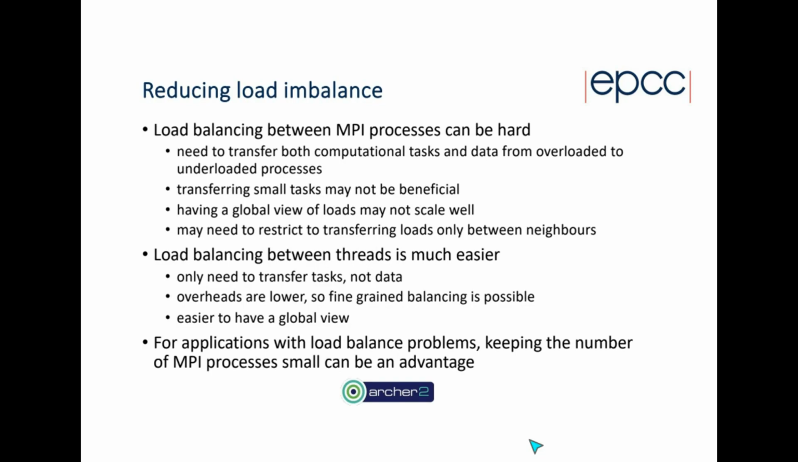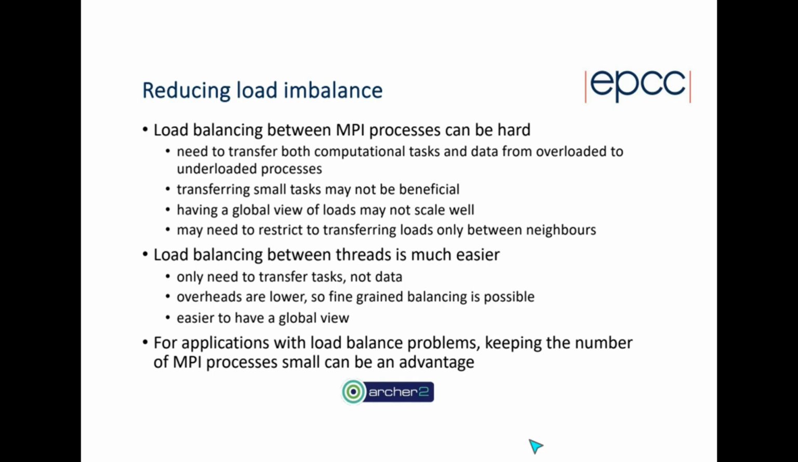The next possible reason is reducing load imbalance. If we have problems which are not naturally well load balanced, then load balancing between MPI processes can be hard. We need to be able to transfer both computational tasks and their associated data from overloaded to underloaded MPI processes. That can be difficult, and so transferring small tasks may not be beneficial, because the cost of moving the data may outweigh the benefits that you get from better load balance.